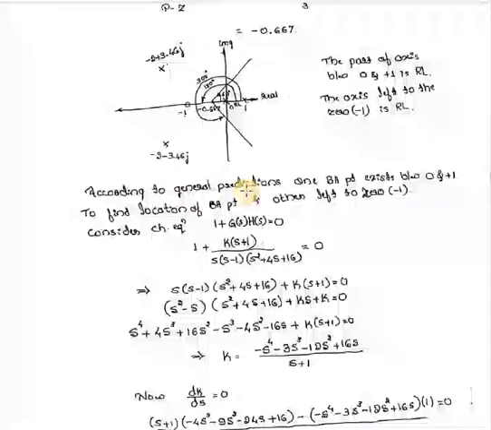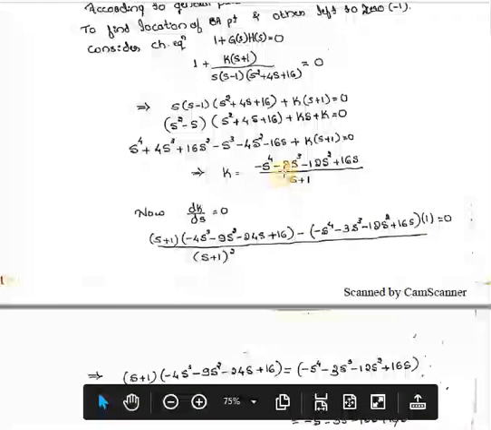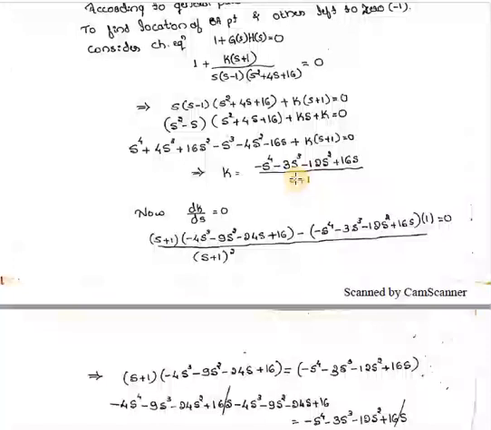Now, according to the general prediction, you need to identify the breakaway point. One breakaway point should exist between 0 and +1, because 0 to -1 is NRL. Remember, the breakaway point should always lie on the RL part. To find the exact location, consider the characteristic equation 1 + G(s)H(s), substitute and simplify to get the equation for K. Then differentiate this equation with respect to s using the u by v rule and equate it to 0.